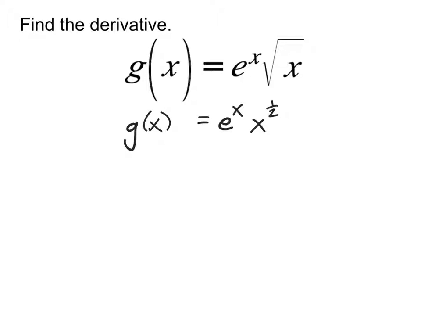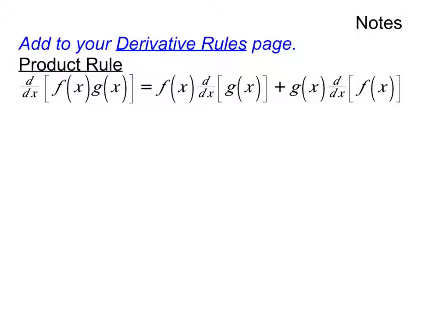Because what's happening here is that we are actually multiplying those two values. So I can find the derivative of this part of the function, and I can find the derivative of this part, no problem. It's just a matter of how I find the derivative of the product. Because of course when I multiply I get a product, right? So we need the product rule, which will go onto your derivative rules page.